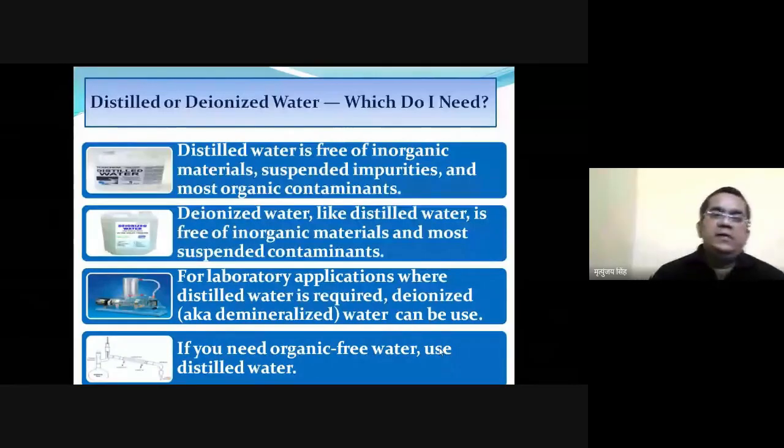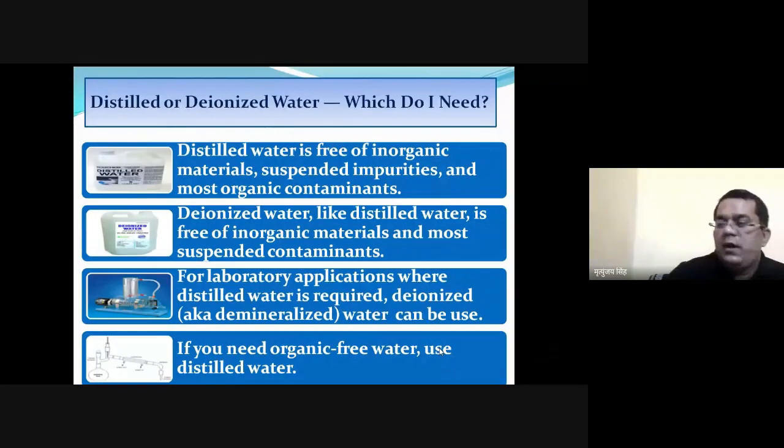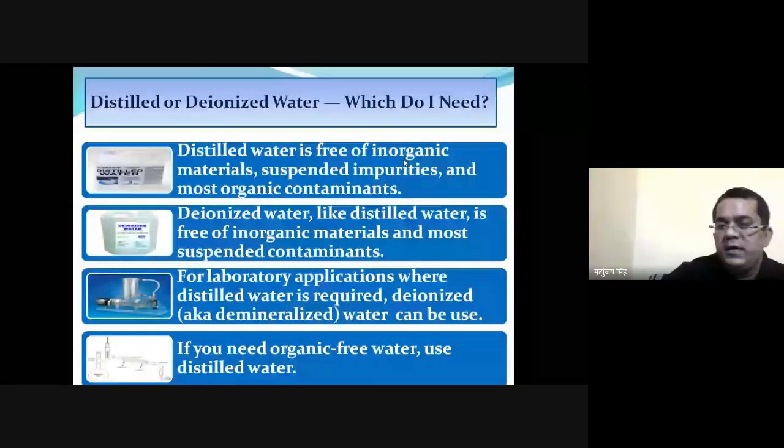Another question is distilled or deionized water. What do we need in our experiments in the laboratory? Distilled water is free of inorganic materials, suspended impurities, and most organic contaminants. Deionized water, like distilled water, is free of inorganic material and most suspended contaminants.